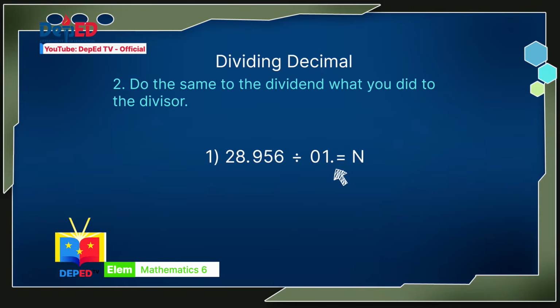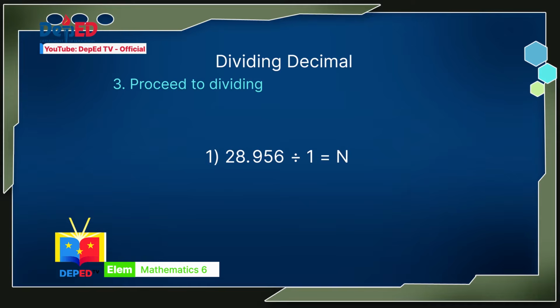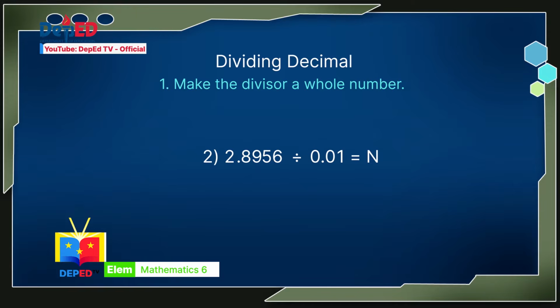In example number 1, we need to multiply the divisor by 10, moving the decimal point one place to the right to make it a whole number. After that, we need to do the same to the dividend, moving the decimal point one place to the right too. So, our new equation is 28 and 956 thousandths divided by 1, which is equal to 28 and 956 thousandths.